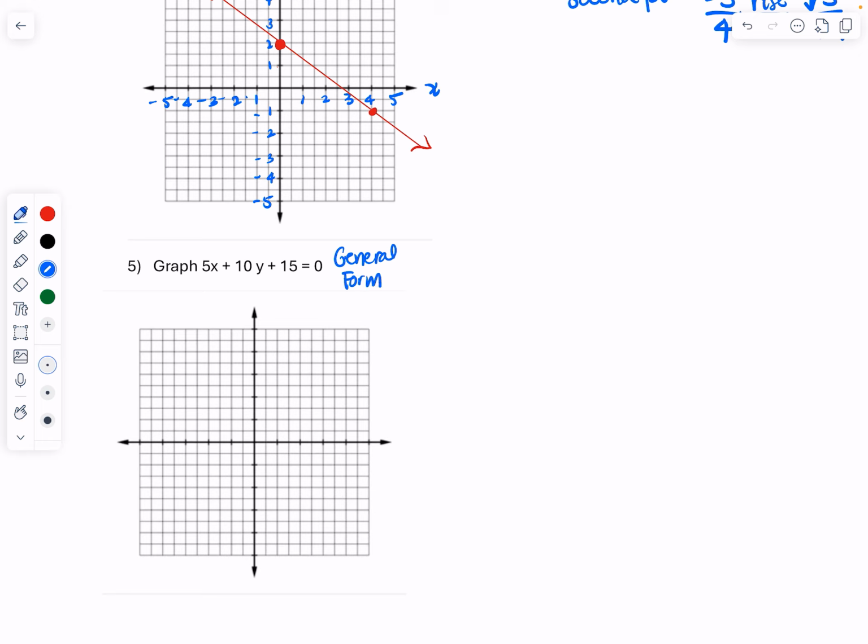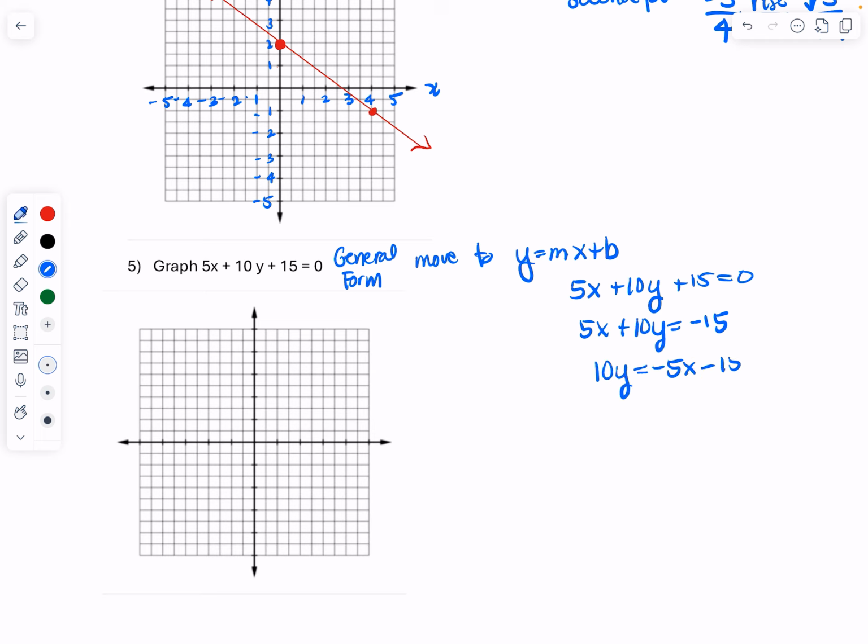But what I'm going to do is move this equation to y equals mx plus b form, which is slope-intercept form. Okay, to do that, I have to get y isolated. So what I'm going to do is start with the original equation. Move the 15 over first. So when I do that, I get 10y equals negative 15. Now I'm going to move the x over as well, which is 5x. So 10y equals negative 5x minus 15.